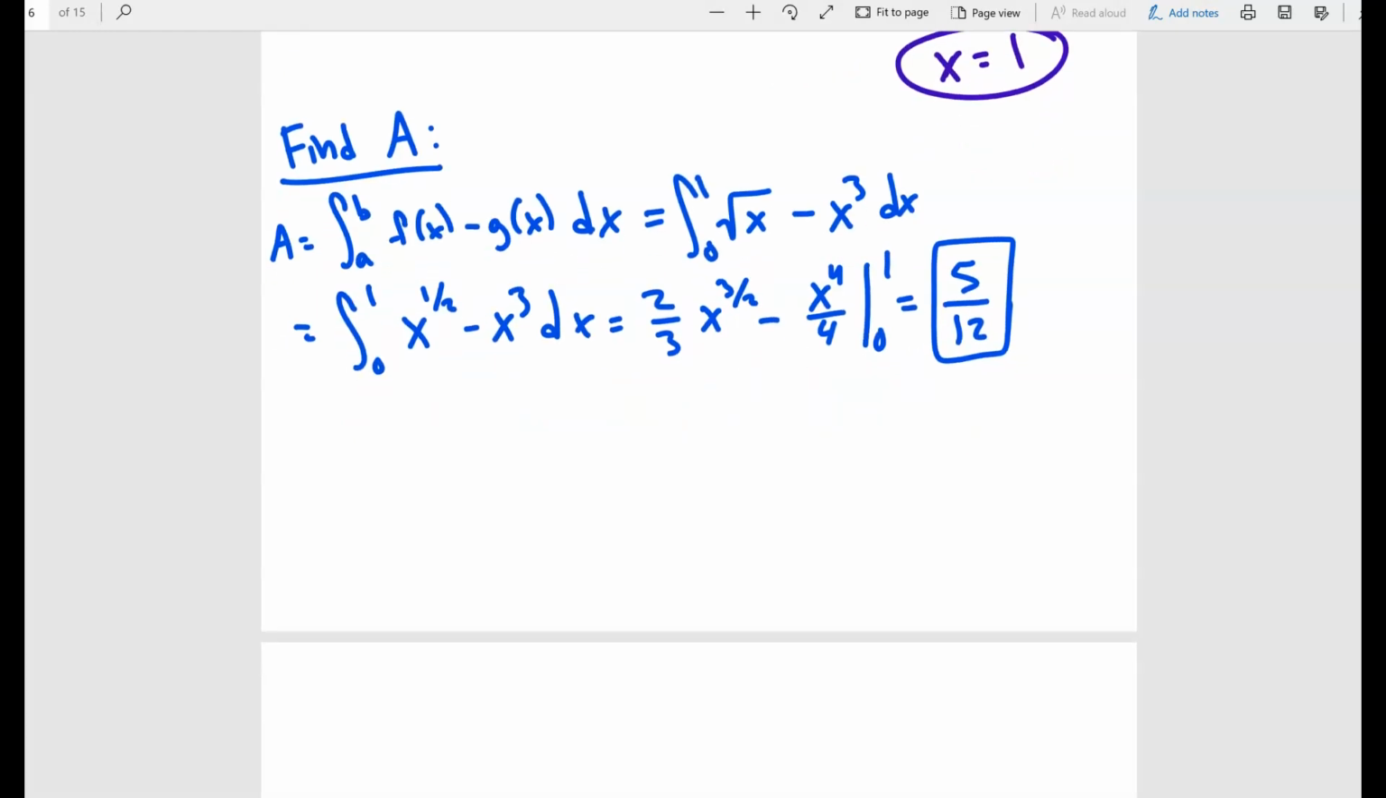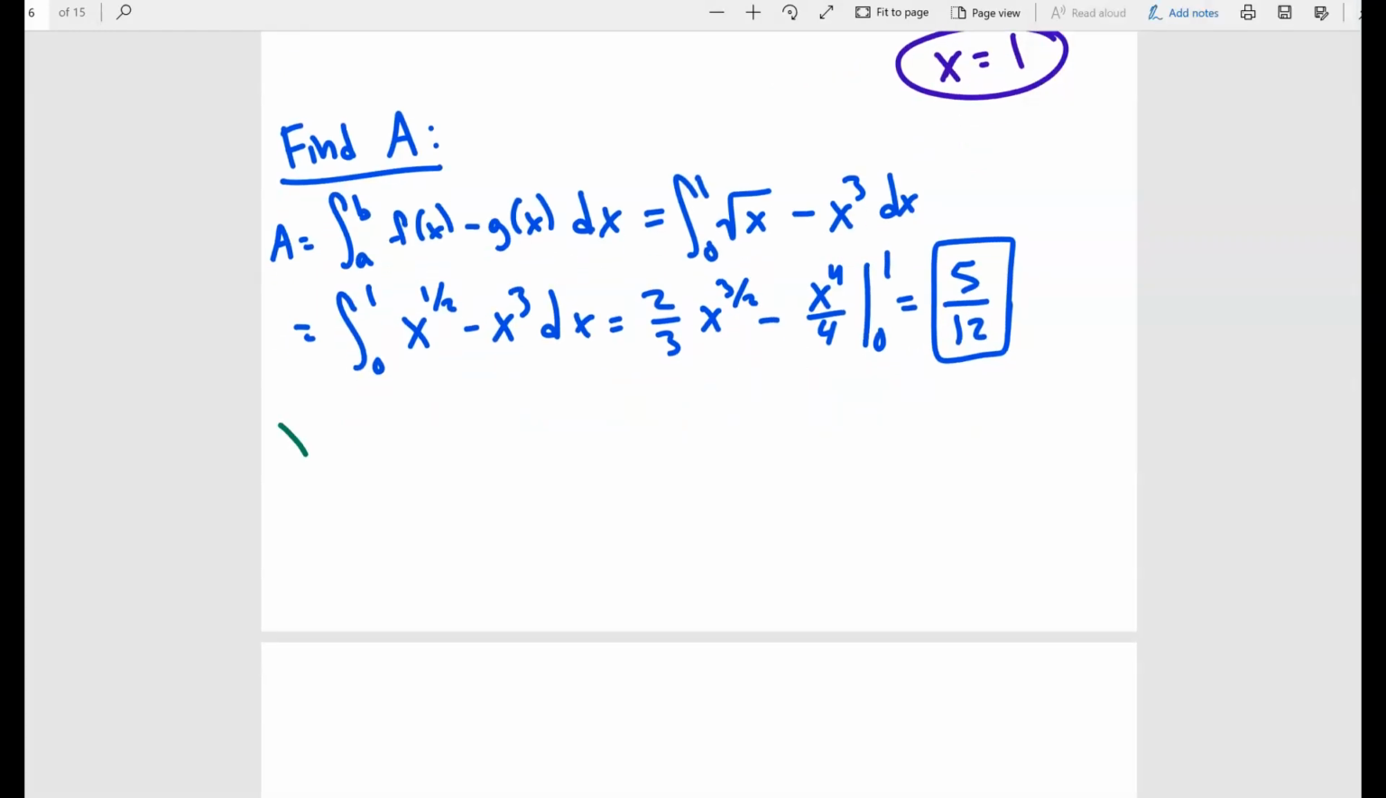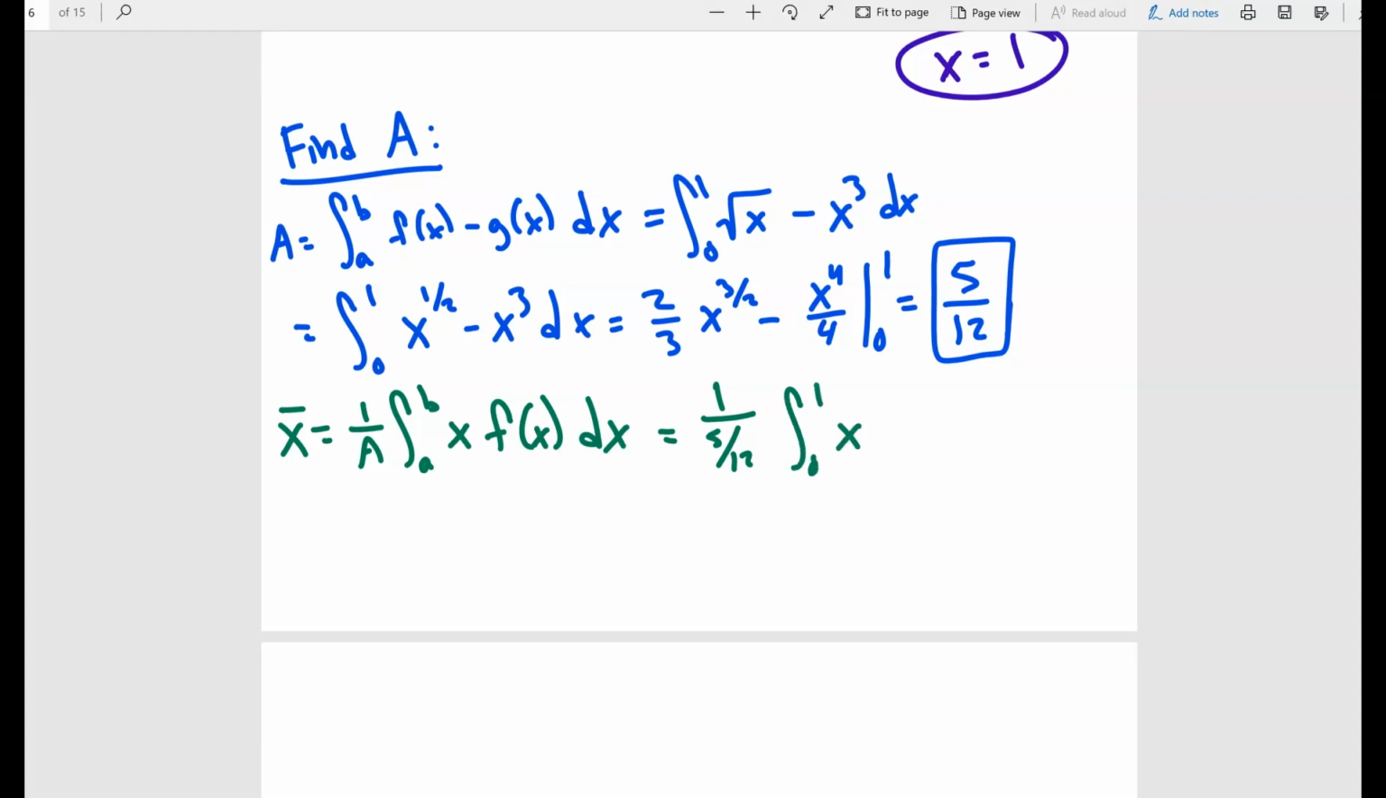Okay, and now let me find out what x bar is. So x bar is going to be equal to 1 over A, integral from a to b of x f of x dx. All right, so I'm going to have 1 over 5 over 12, integral from 0 to 1, x, and then f of x. Now notice that we're not going to have just f of x.